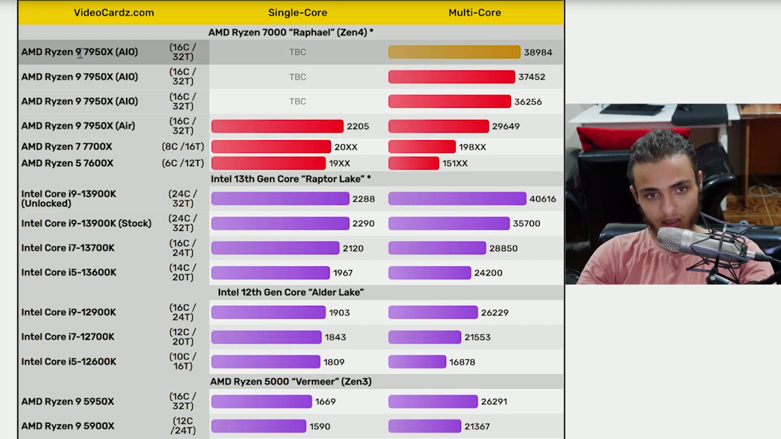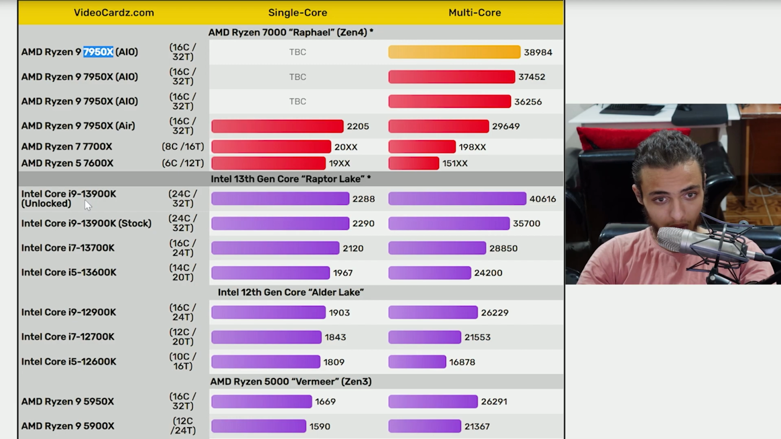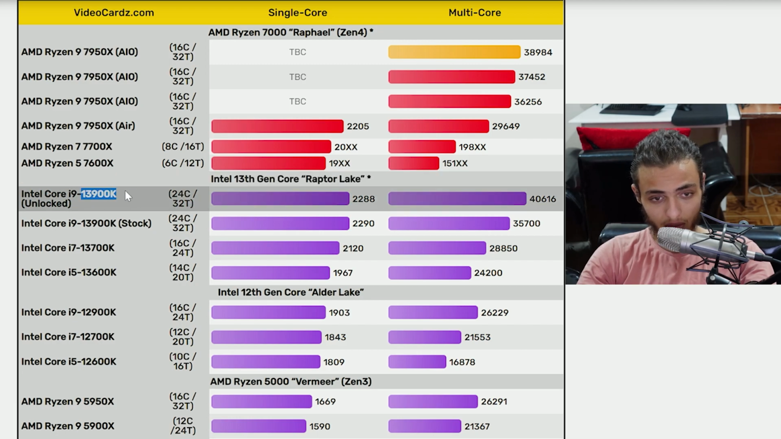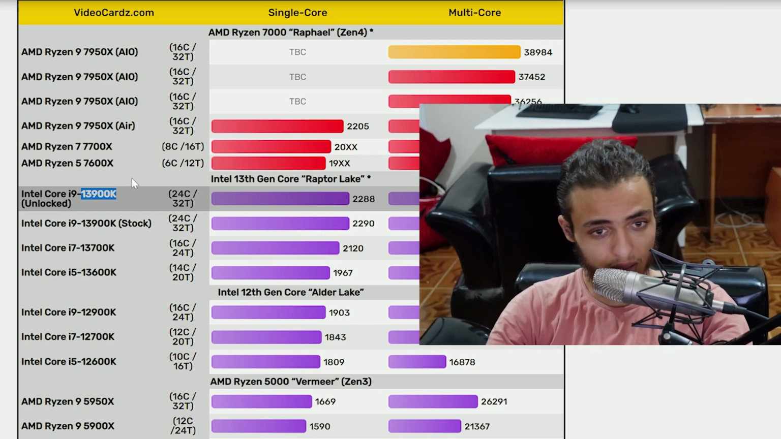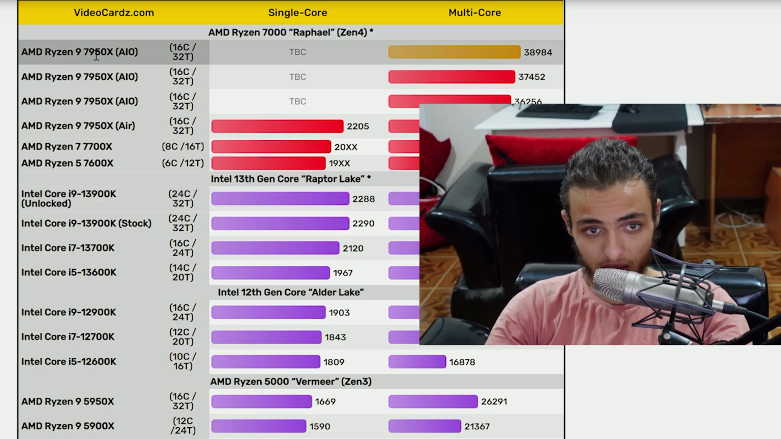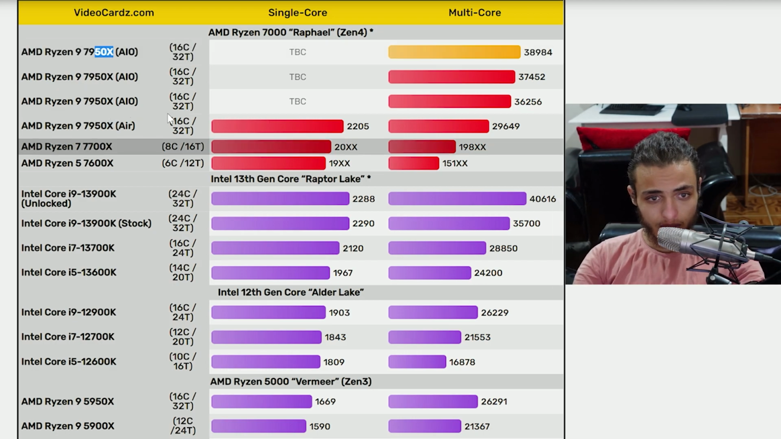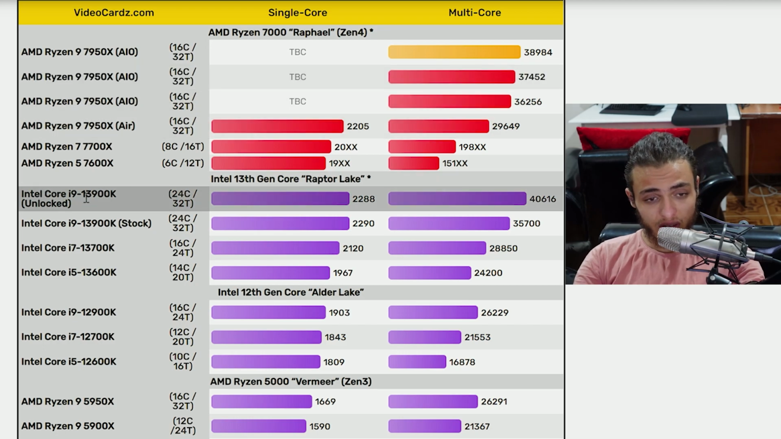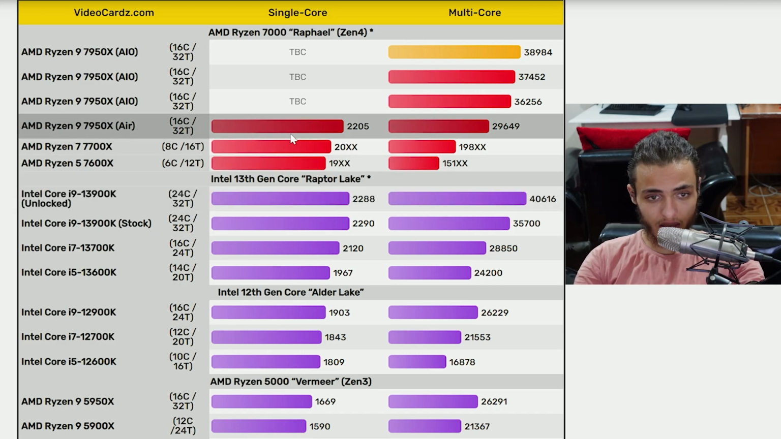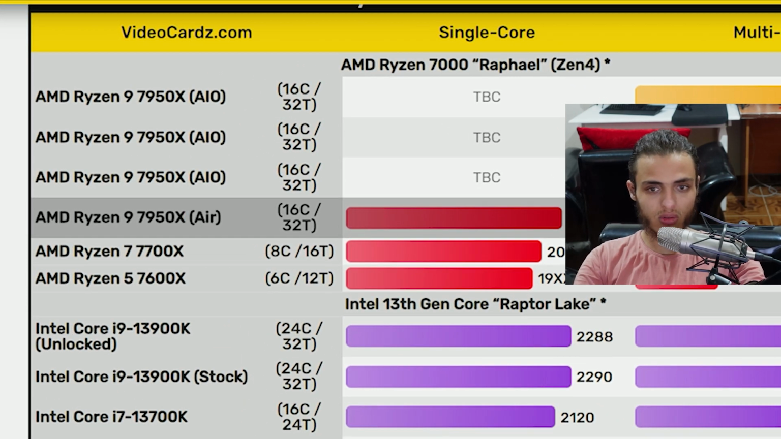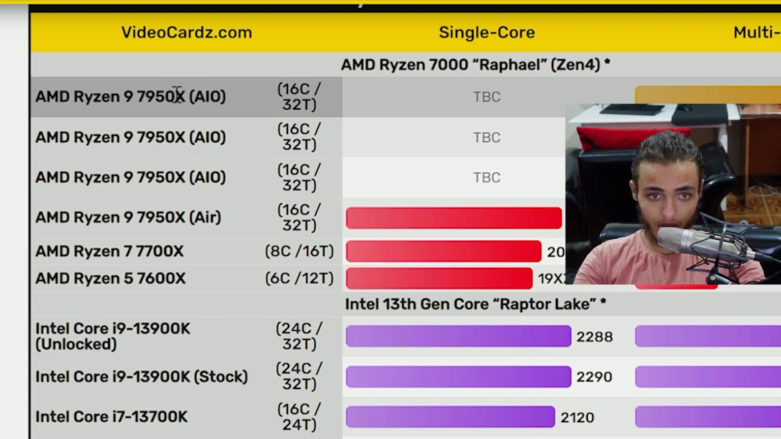The 7950X will probably be more expensive than the 13900K. Obviously we don't know anything about pricing, but usually the Ryzen 9 50X series are more expensive. So let's see the single core performance. The 13900K actually gets around 2288, while the Ryzen 9 7950X gets 2205. This score was actually tested with air cooling, so it's definitely higher with water cooling.